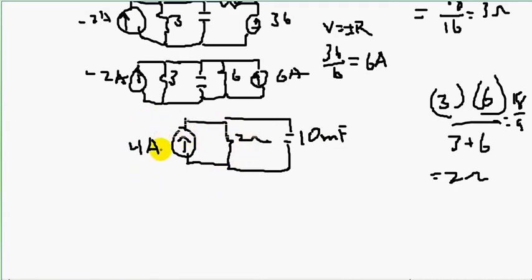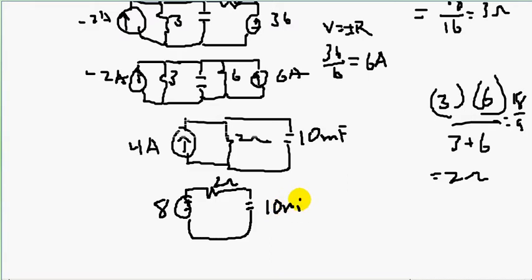Now let's transform this left side back into its Thevenin equivalent. It'll be a voltage source in series with this 2 ohm resistor. What's the value for our voltage source? Well, V equals IR. Our current is 4 amps times our resistance of 2 ohms, so we have 8 volts. And our 10 millifarad capacitor.